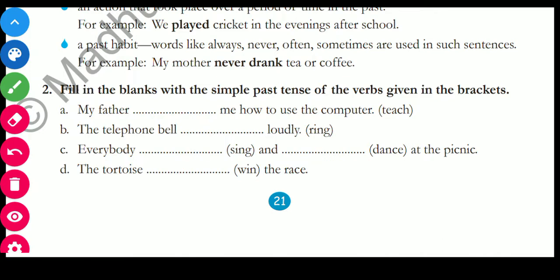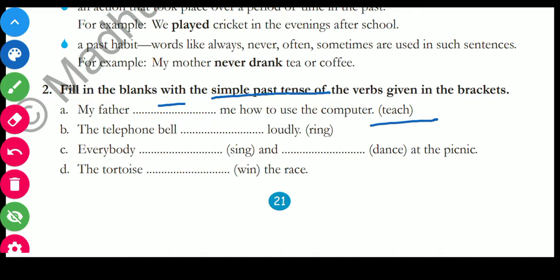So let us take the first 2 sentences. A: My father dash me how to use the computer. Teach. That is the action being performed in past. Remember, we have to fill the blank with simple past tense. So teach का हमारा ed form क्या होगा? Teach, remember, is not a word. तो teach का होगा taught. Okay, my father taught me how to use the computer. Okay, teach, taught, will teach. Okay, ये होता है रूल.